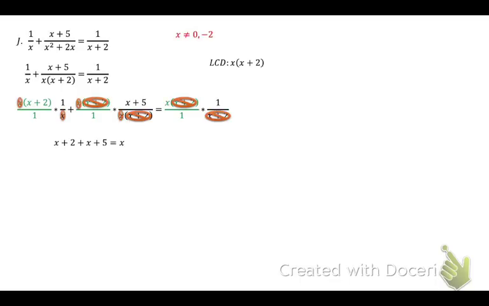So I'm left with x plus 2 plus x plus 5 equals x. So that's 2x plus 7 equals x. Subtract that 2x, you get 7 equals negative x. Switch the signs, x equals negative 7.